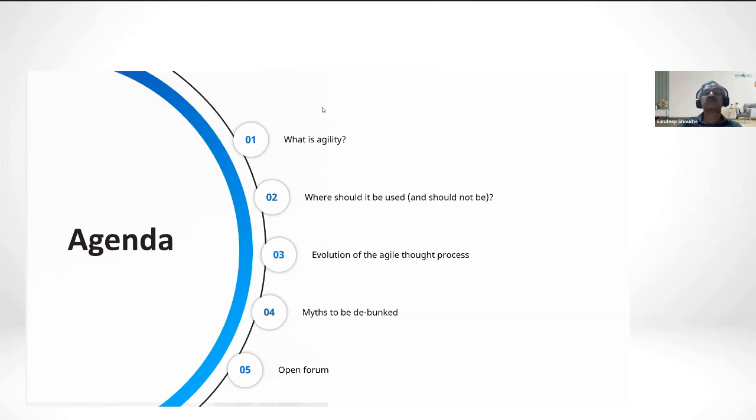So what I'm going to cover for you today with your help is what is agility, where it should be used, and where it should not be, the evolution and the thought process, how you should think about it, some myths, and then we'll have an open forum and so on.